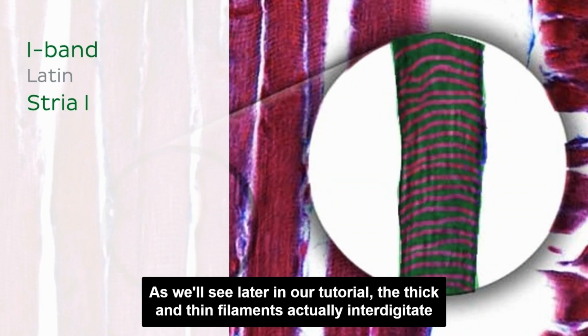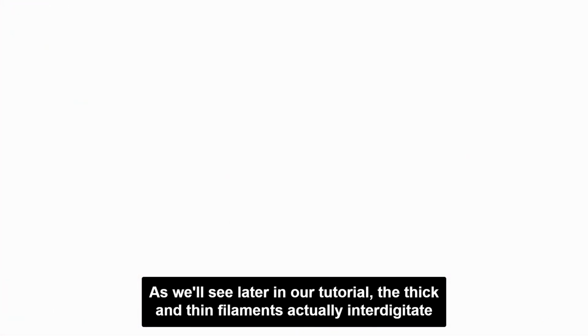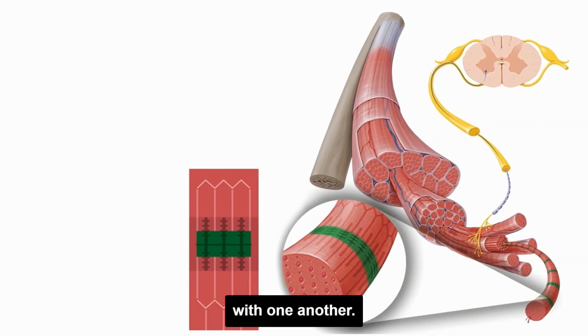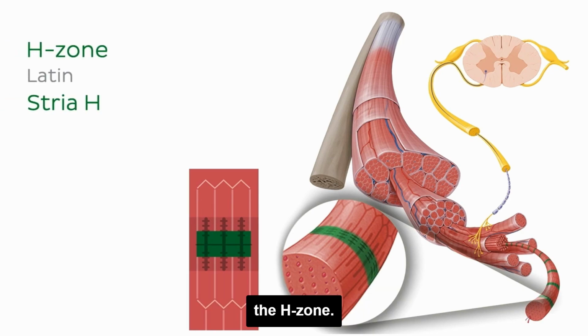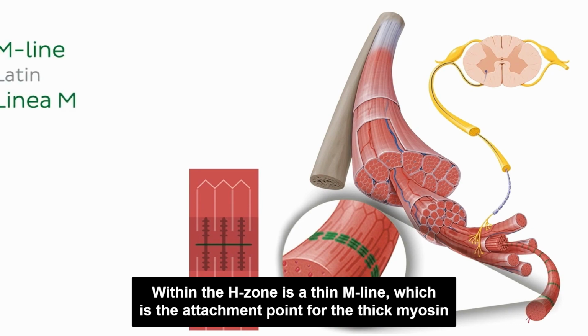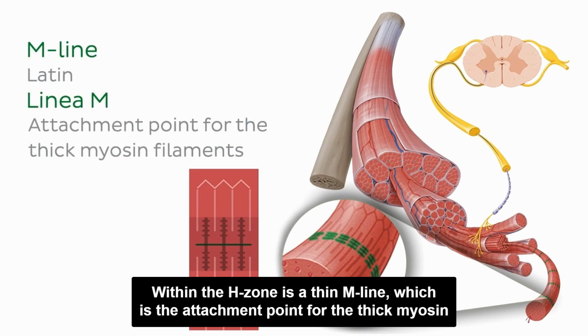As we'll see later in our tutorial, the thick and thin filaments actually interdigitate with one another. However, the central paler region of the A band does not contain thin filaments and is called the H zone. Within the H zone is a thin M line, which is the attachment point for the thick myosin filaments.